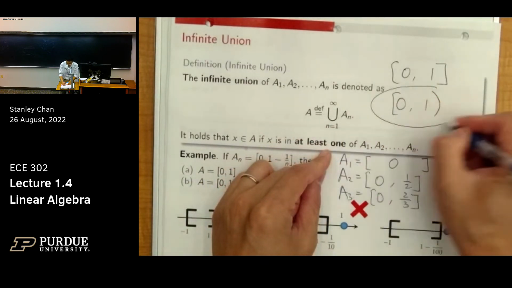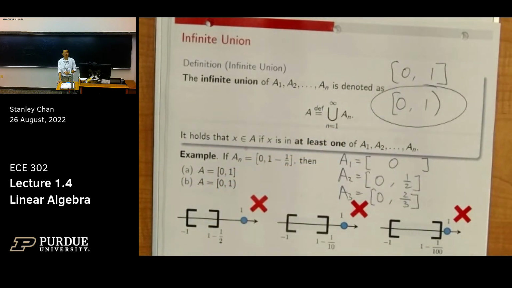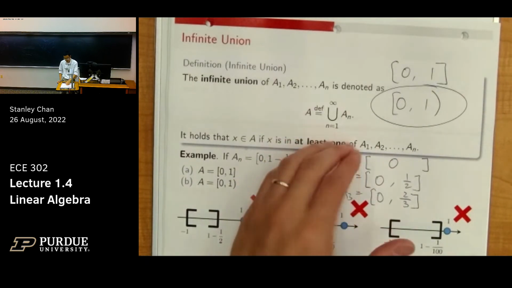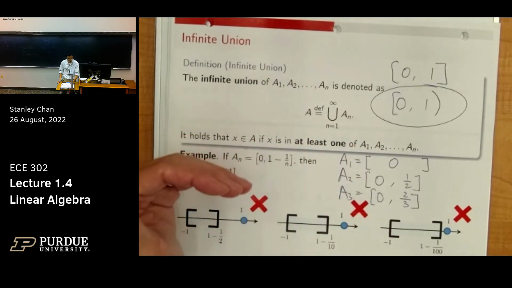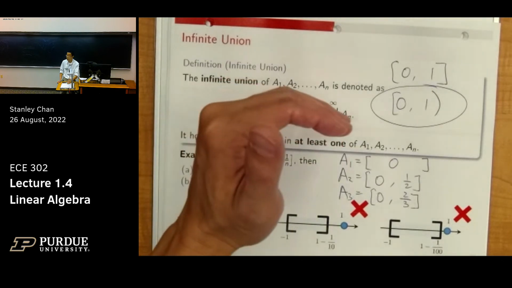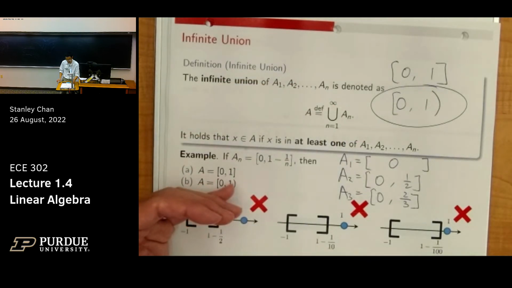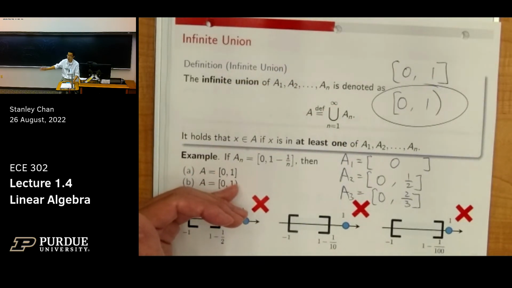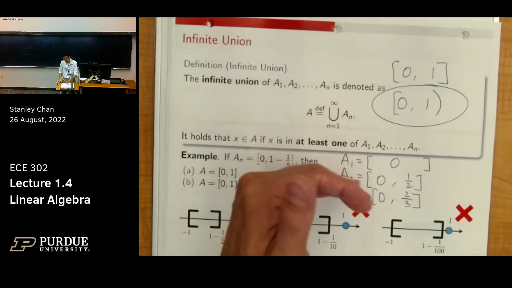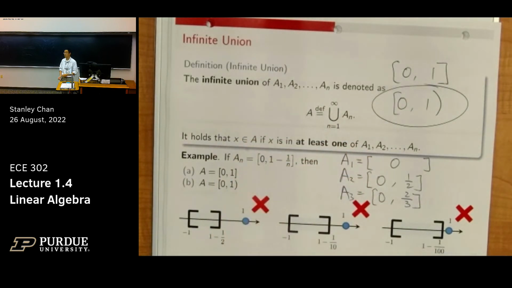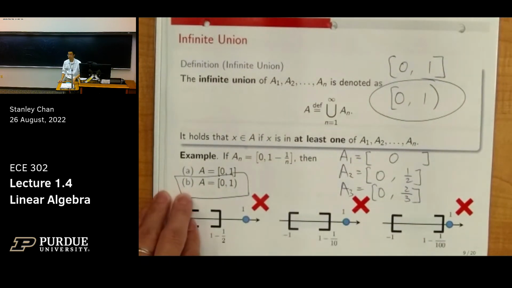And so the answer is this. This is the infinite union. Even though you start with all the closed sets, as you put them together, you look at the final end point: the 1 is not included because this number 1 is not included in any of those intervals that you're considering. That's called the infinite interval. And so the answer is B.